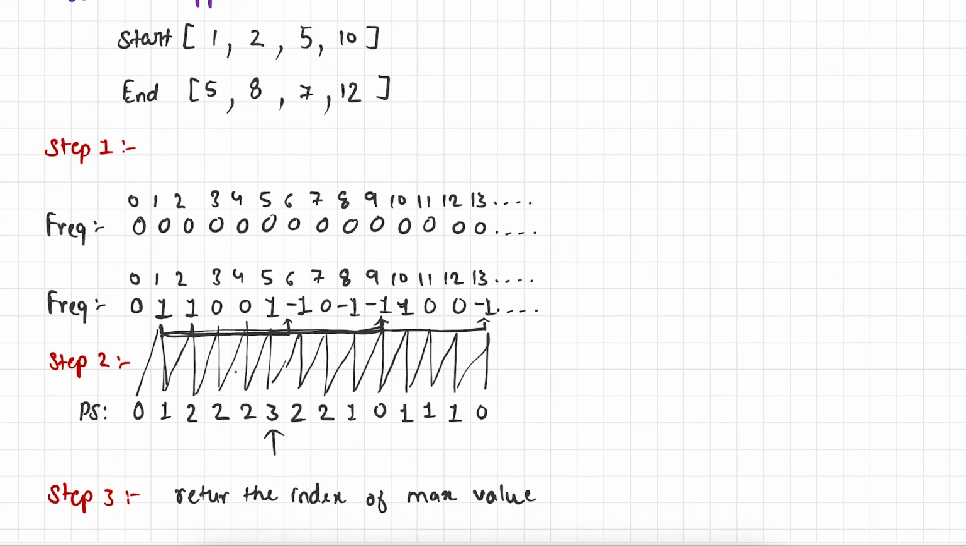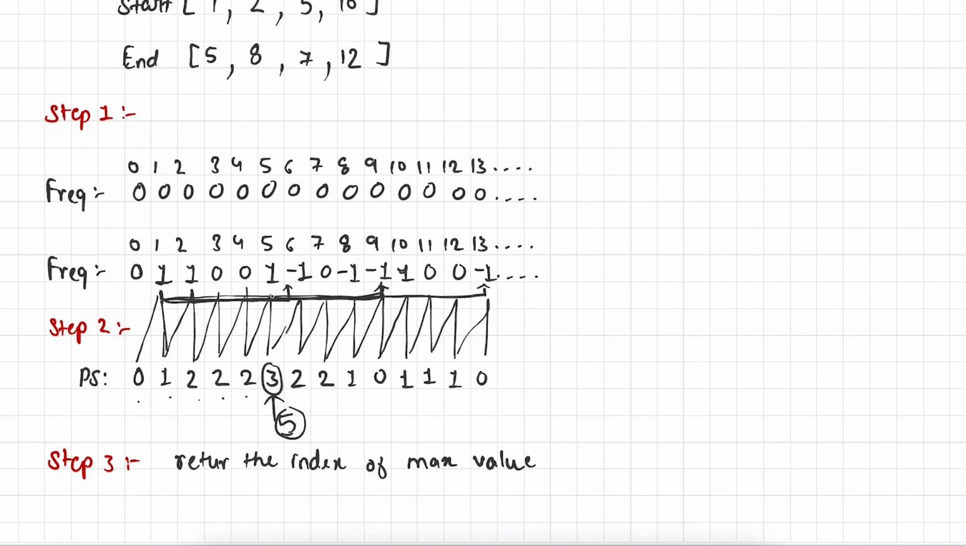Now here you can see that in all the prefix sums, the maximum prefix sum is 3 and the index of this element is 0, 1, 2, 3, 4, 5. So step number 3 would be to traverse this prefix sum array and return the index of the maximum value, and that index is going to be the maximum element appearing in the range.